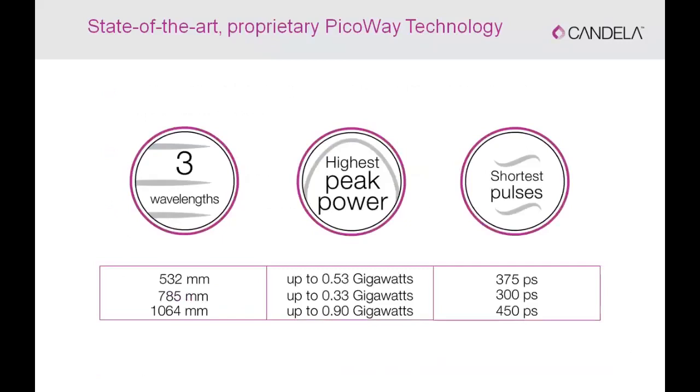So why is the PicoWay a unique picosecond laser? Well, it's unique because to start with, we have three wavelengths: the 532 nanometer, the 1064, and then this unique wavelength, which is the 785 nanometer. This is a titanium sapphire generated wavelength that is particularly good to treat green and blue tattoos, but of course can also now, if you have that wavelength, treat pigmentation too.